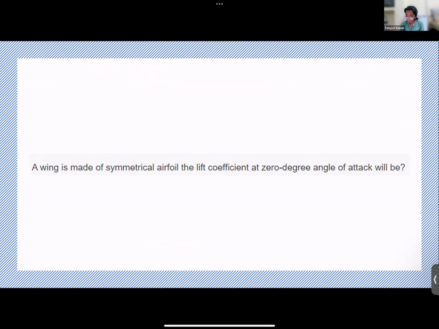A wing is made of symmetrical airfoil. Lift coefficient at 0-degree angle of attack will be? We just saw this, right? It will be 0. So, symmetric, positively cambered, negatively cambered. This is CL versus alpha. For a symmetric airfoil at 0-degree, it is 0.